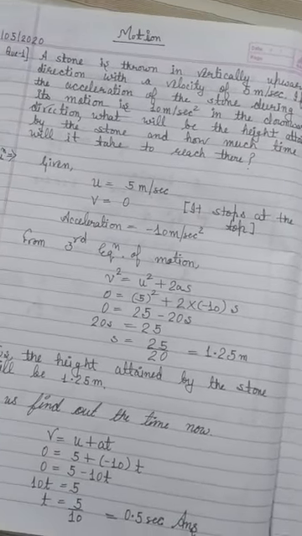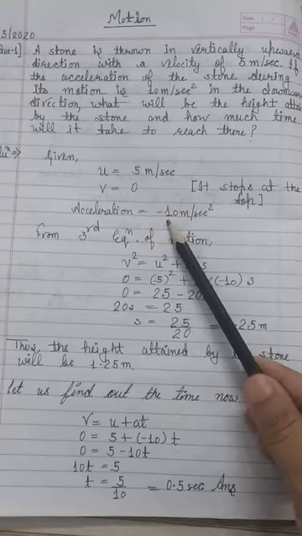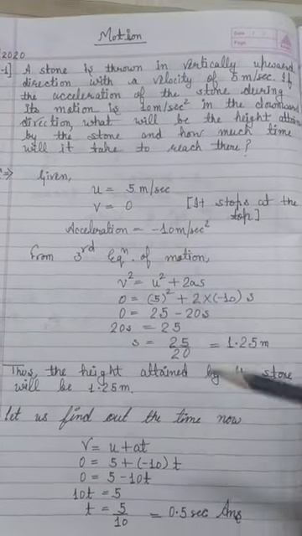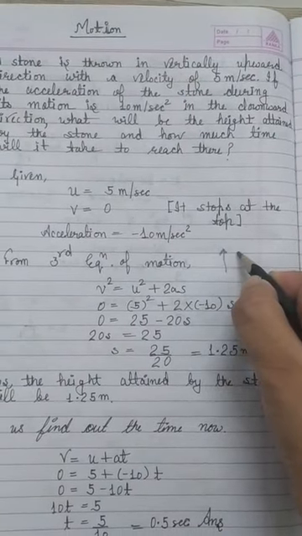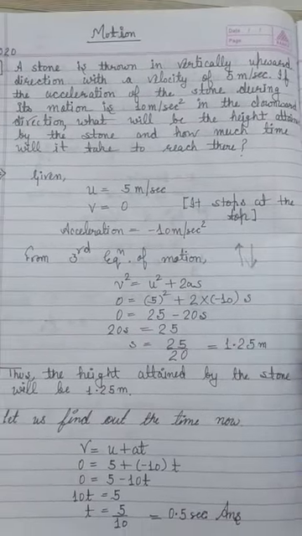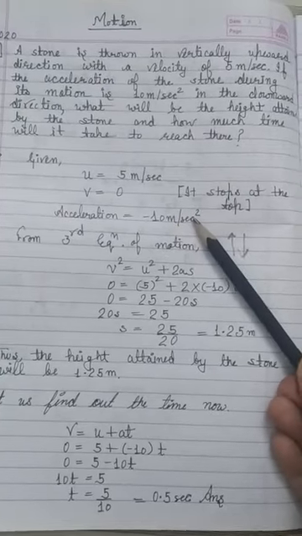Now this acceleration will be taken as negative. Why? Because the body is moving in the upward direction and the acceleration is acting in the downward direction. That's why we have taken acceleration to be negative.